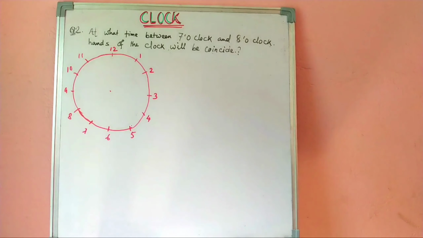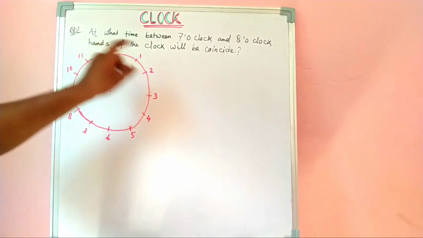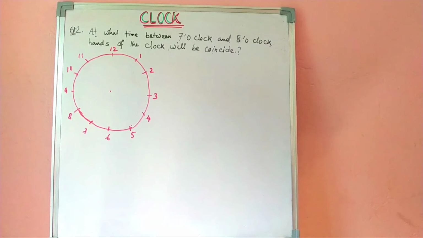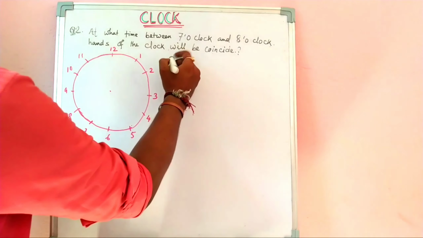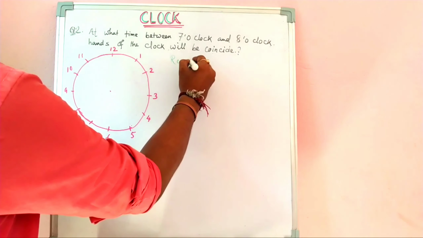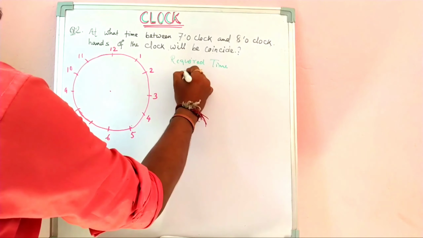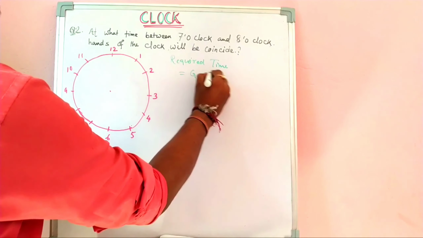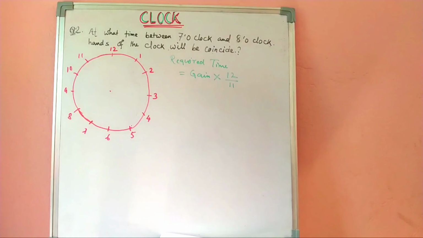So here you can see another example, the second example. At what time between 7 o'clock and 8 o'clock will the hands of the clock coincide? Between 7 o'clock and 8 o'clock. So again the formula: required time is how much? Required time is nothing but gain multiplied by 12 by 11. That is the formula. The gain, how to get gain?